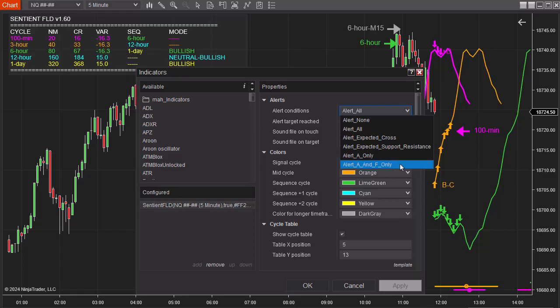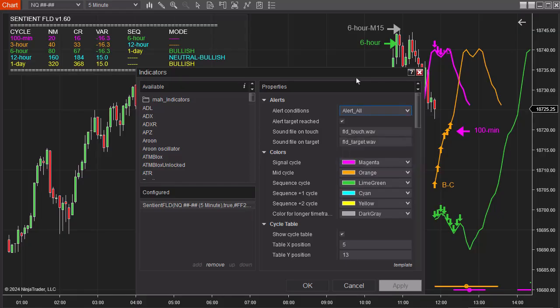Similarly, you might want to be alerted to both your A and your F category trading opportunities, in which case you would select this option over here. This will alert you when price interacts with an FLD and we are expecting an A category price cross, in other words, a potential long trading opportunity, and it will also alert you on the short side when price comes down to the FLD and we are expecting an F category interaction, which is where price crosses below the FLD and moves down into the next sequence cycle trough.